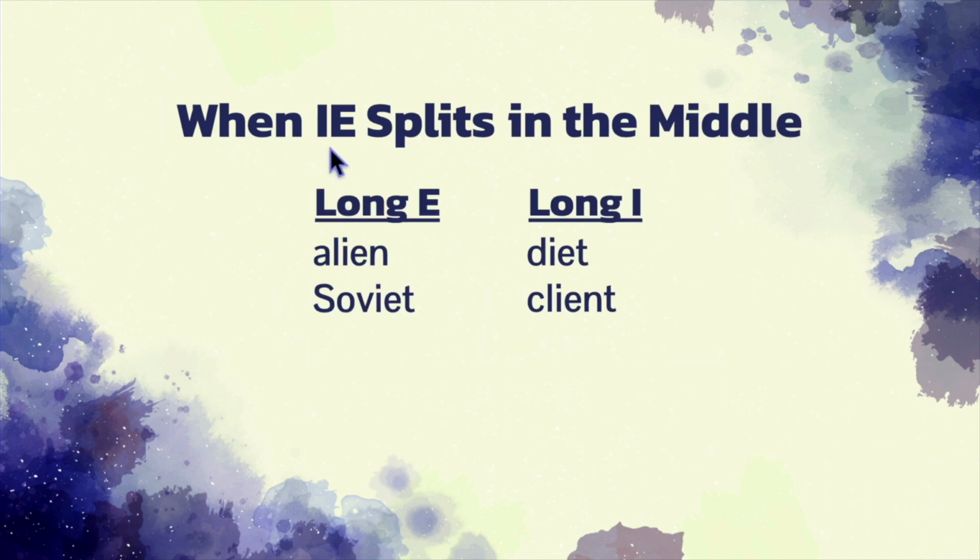Although most of the time IE in the middle of a word has the long E sound, there are some words where it splits into 2 vowel sounds. In these 2 words, the I takes on a clear long E sound, alien and Soviet. In these 2 words, the I keeps a long I sound, diet and client.